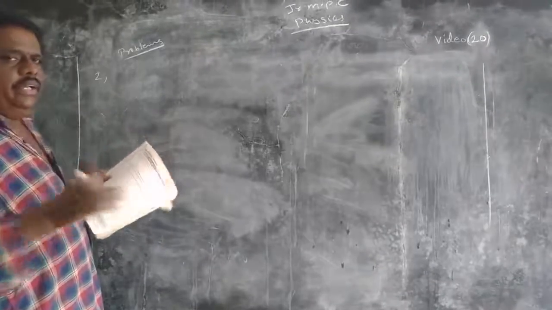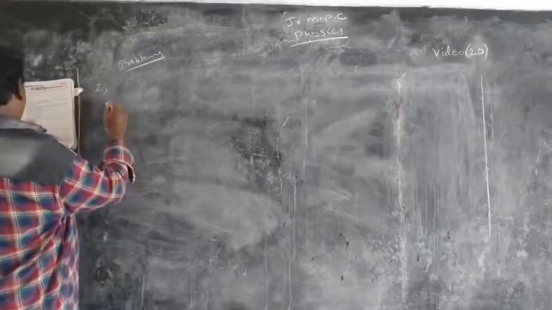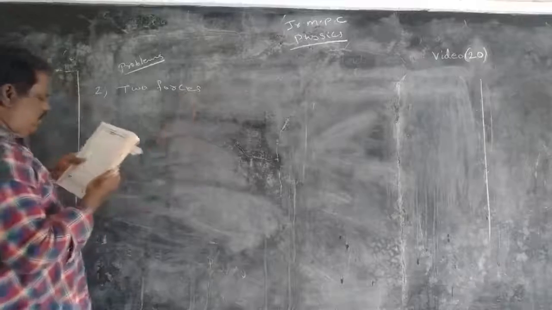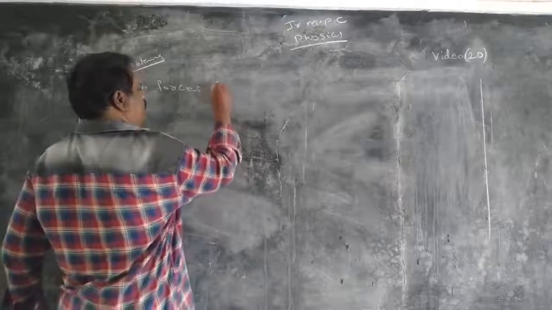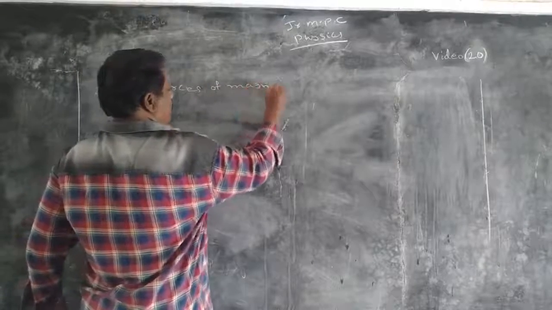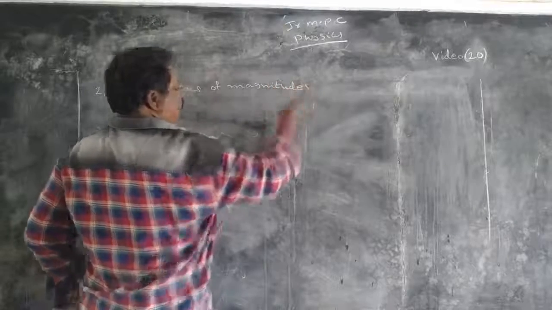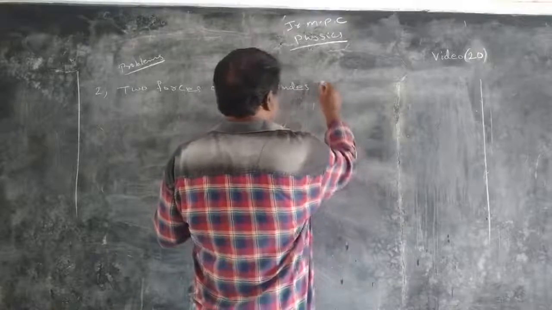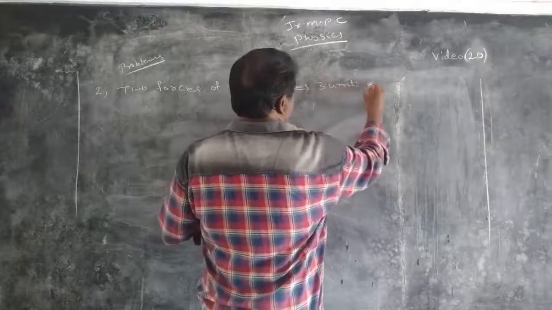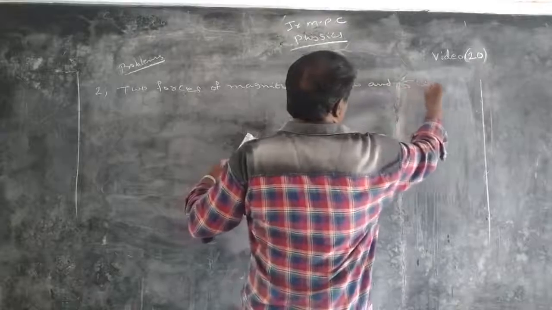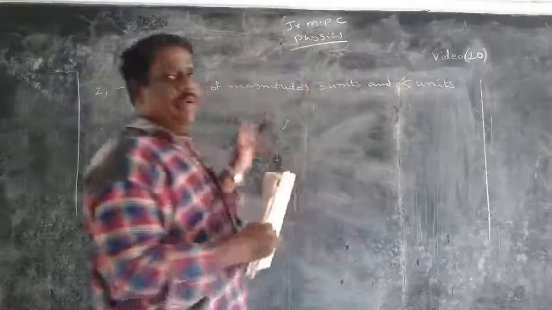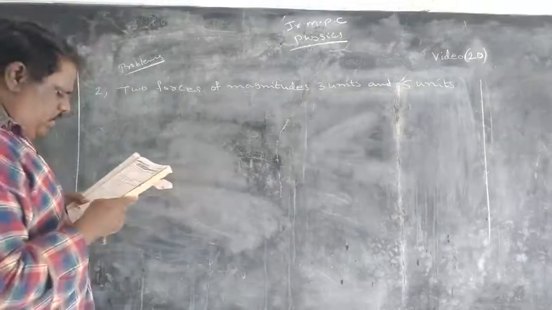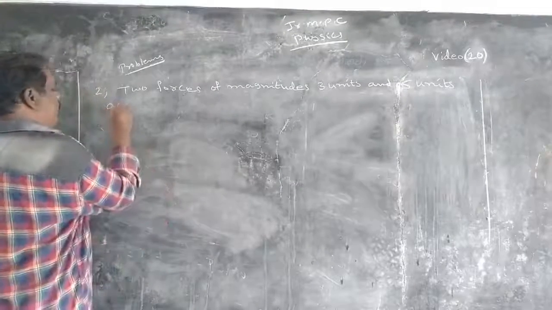Okay students, note down the second problem. There will be two forces of magnitudes 3 units and 5 units. Totally there will be two forces. One is 3 units, another force is 5 units. They act at 60 degrees.